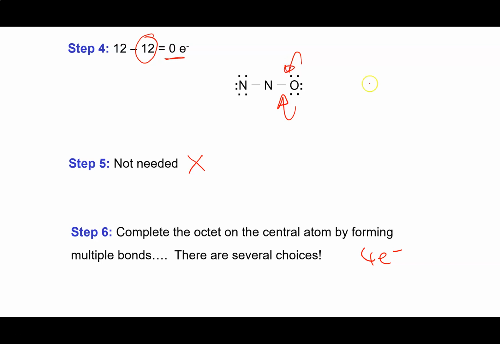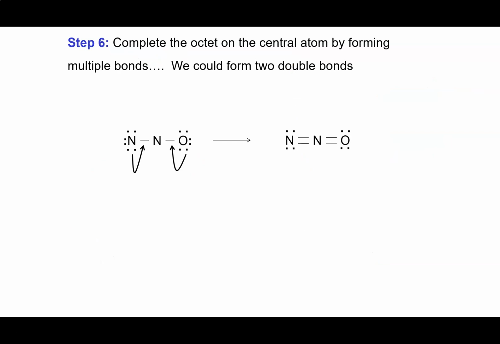Now, I might think that nitrogen has 3 octet vacancies and likes to form 3 bonds, and oxygen has 2 octet vacancies and likes to form 2 bonds. Is there a way of doing that? Would that be the best Lewis structure? Is it impossible to achieve that? So how am I going to figure this out? Complete the octet on the central atom by forming multiple bonds.